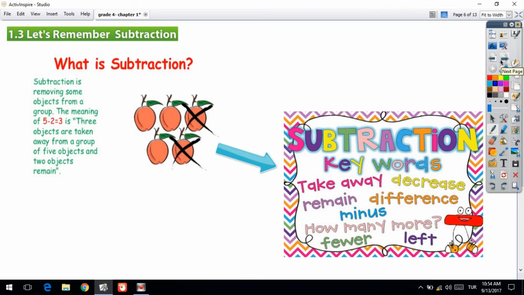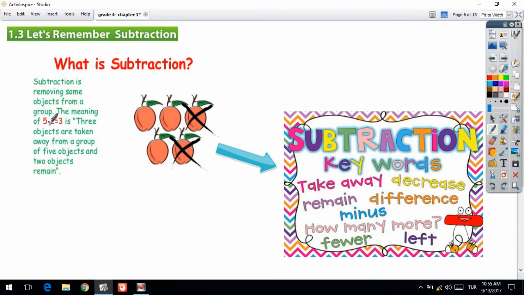There is a big relation between subtraction and addition. They are opposite. If you add, if you put extra things, this is addition. If you take away, if you subtract, if you get something from them, it will be subtraction. Okay, now let's look at the example. Subtraction is removing some objects, taking from the group. The meaning of 5 minus 2 is 3 is that 2 objects are taken away from a group of 5 objects and 3 objects remain.